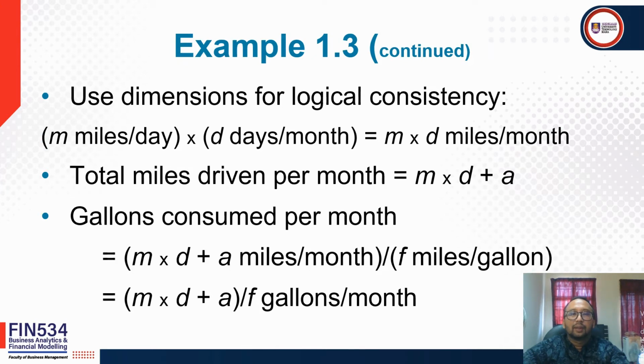Continuing example 1.3. Use dimensions for logical consistency. Miles per day multiplied by days per month is equivalent to M times D miles per month. Total miles driven per month is equivalent to M times D plus A. Gallons consumed per month is M times D plus A miles per month divided by F miles per gallon, which equals (M times D plus A) divided by F gallons per month.